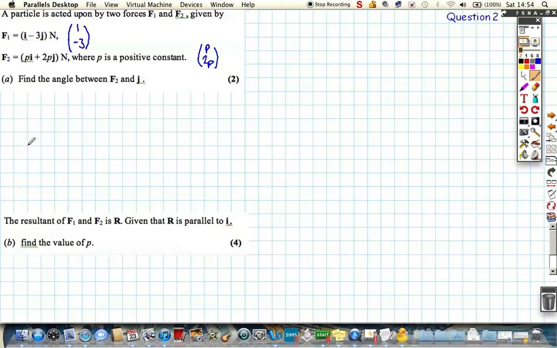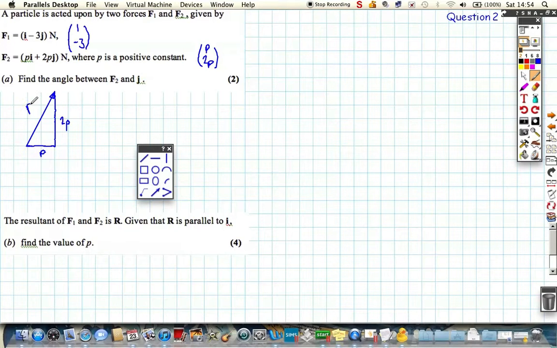So, if you just draw a little diagram, if I started here, this is positive p and this is twice as big positive. So, if I went to the right p and I went up 2p, let's draw that one again. In fact, let's get a straight line. I'm really looking at the vector F2 to be like that. So this is F2, and then let's find out this angle here.